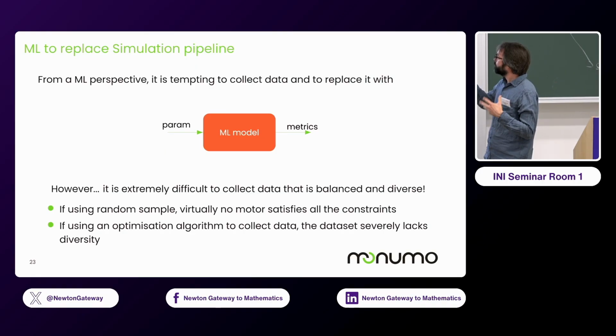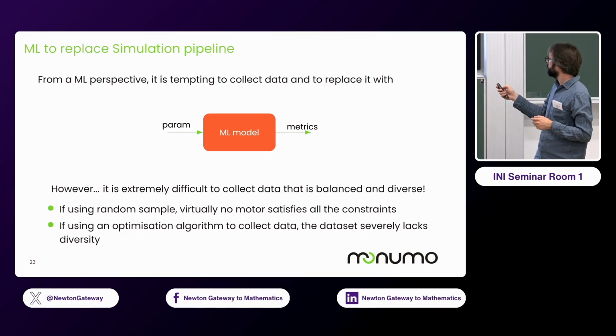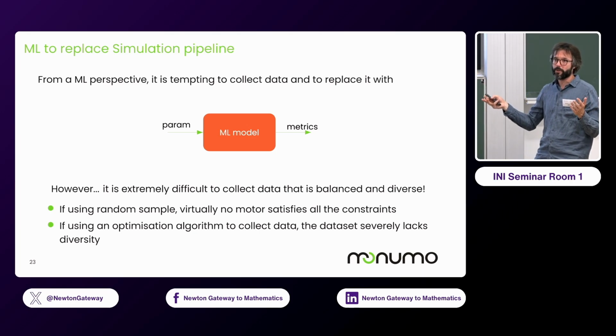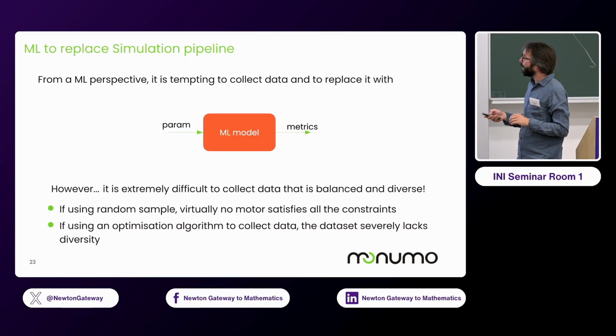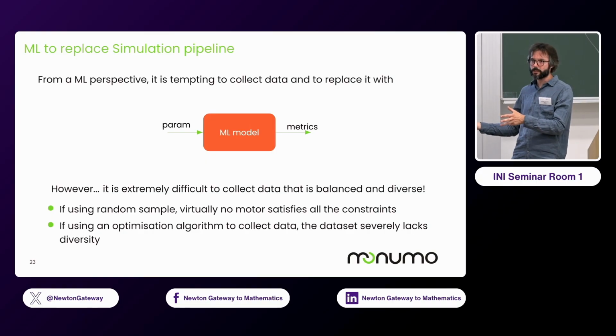If you use random sampling to collect the data, you just sample some random motors, but none of them will be very good motors in the end. All your metrics are going to be quite poor, and maybe out of 1 million motors that you sample uniformly in the space, none of them will satisfy the constraints. On the other hand, if you use an optimization algorithm to collect data, to bias the data collection toward good designs, it will take quite some time for the optimizer to reach the feasible region, and in the end, you don't have that much diversity in your training sets.